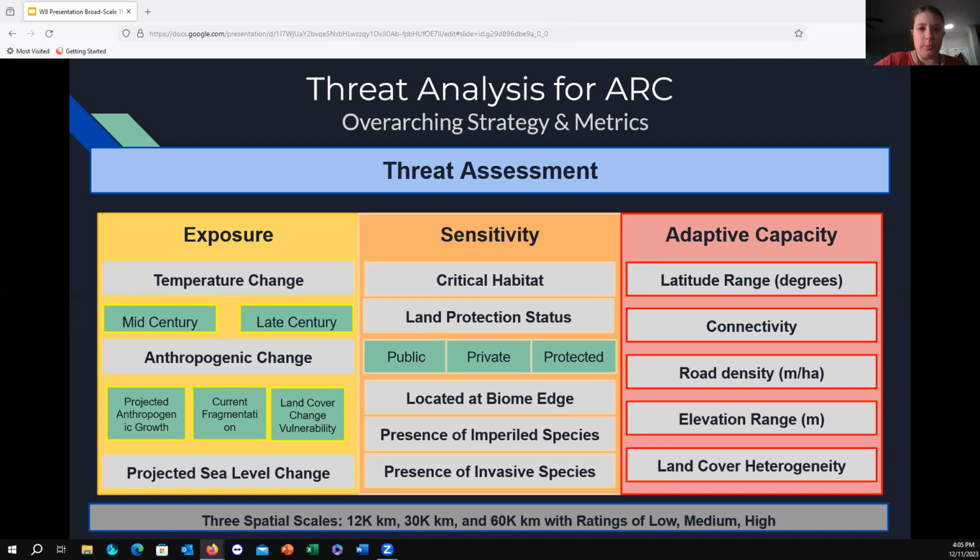Threat levels for each PARCA and potential PARCA will be established by evaluating three different criteria: the exposure criterion, the sensitivity criterion, and the adaptive capacity criterion. Each criterion is broken down into several smaller variables that will be assessed.